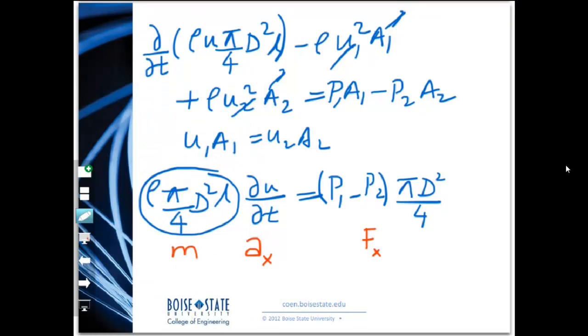However, in this problem we are asked to write what is P1 minus P2. You can go ahead and cancel some common terms here. So P1 minus P2 will be ρ L ∂u/∂t. Okay, so this is a nice little problem where u is a function of time and it's an unsteady problem. But there is a nice analogy to your Newton's second law here. Force equals mass times acceleration.